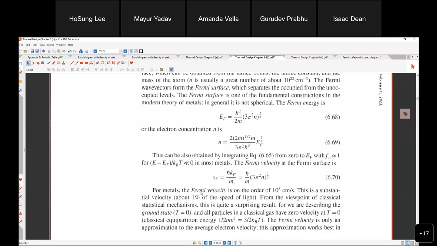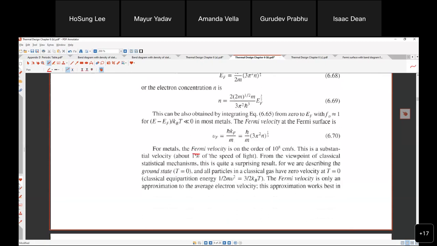Actually, these people calculated. This is amazing. People are so smart. They calculated about 10 to the 8 meters per second. No, not meters, centimeters per second. So it's 1/100th of the speed of light. But anyhow, so the Fermi energy, even at absolute zero, is 1% of the speed of light in velocity. It's amazing. It is so amazing. Actually, this is very close to the real value of electron velocity, no matter what.